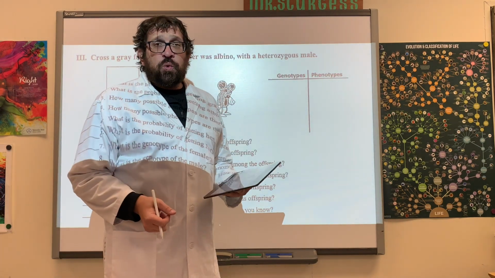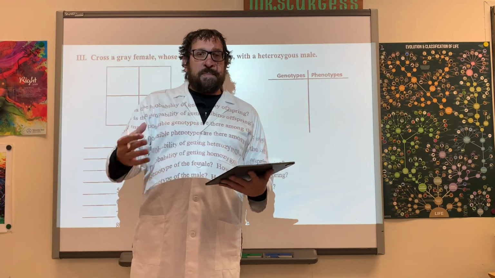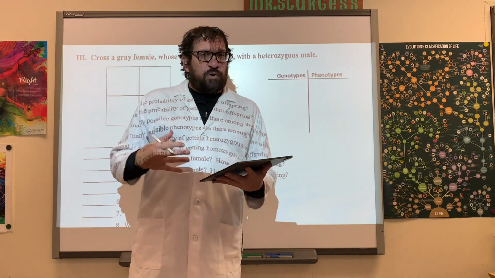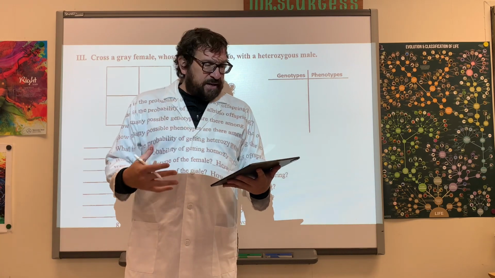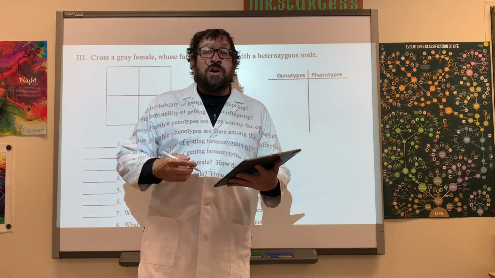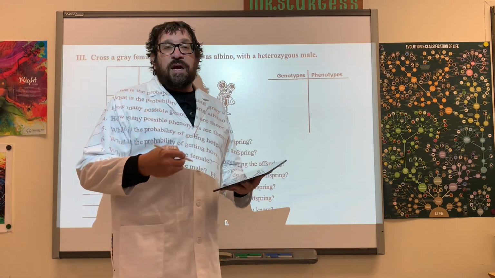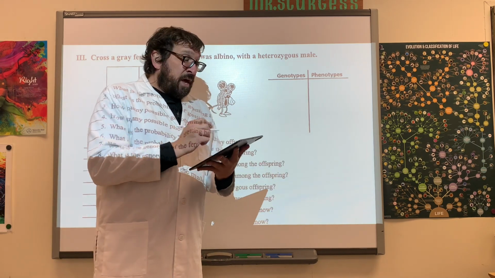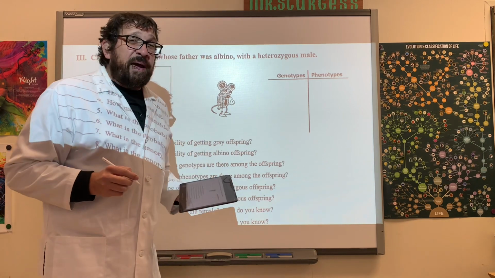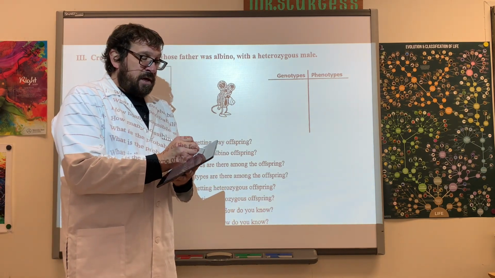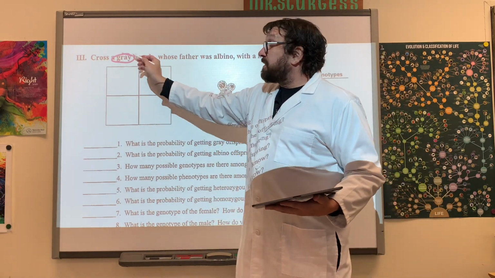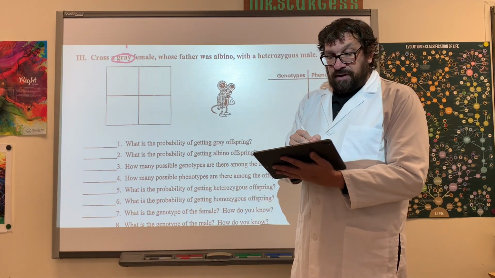The next 2 you're gonna do on your own, and then you're gonna submit this because I wanna see how well you're understanding this. But I do wanna give you a little bit of guidance because some of these can be tricky sometimes. So let's find the genotypes of the different mice they're talking about, and then the rest is gonna be up to you. So cross a gray female. Okay, we know she's gray. So she's gonna have a dominant G there somehow. So let's make sure we got that.